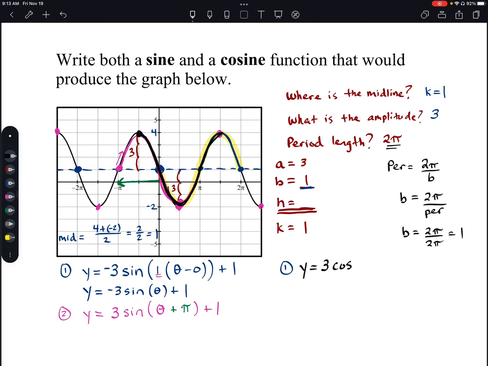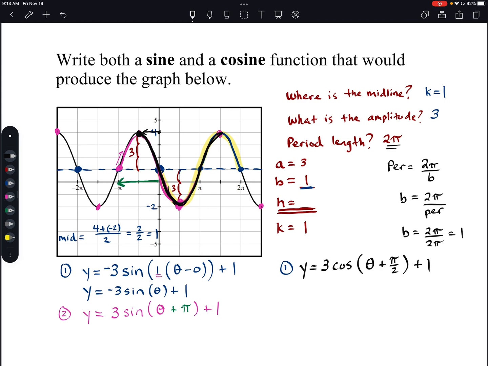And then on this one, our b value is still going to be 1. So we're going to say theta. And then which way has this been shifted? Well, originally we would have liked to have had it up here. So it went to the left. What is that? Pi over 2 units. So if we want to shift something left, we have to make sure we're adding. So plus pi over 2. And then plus 1.